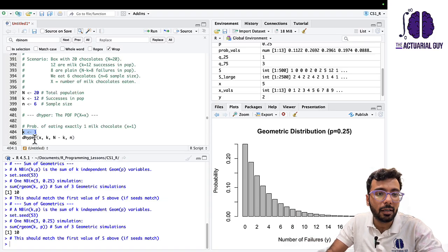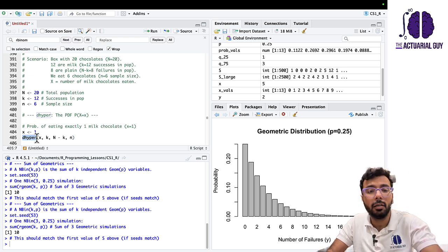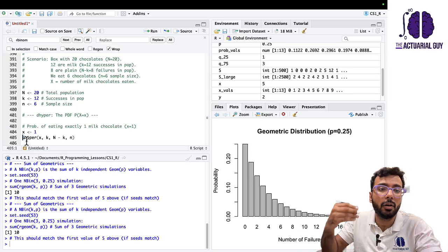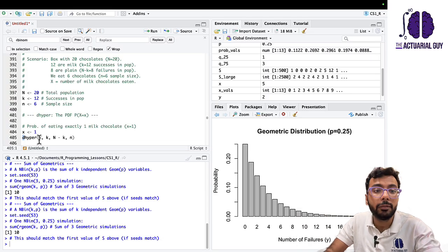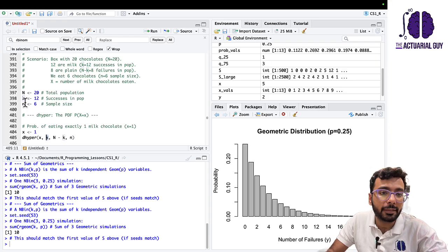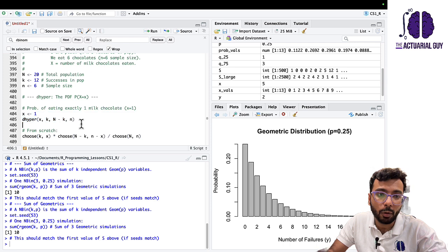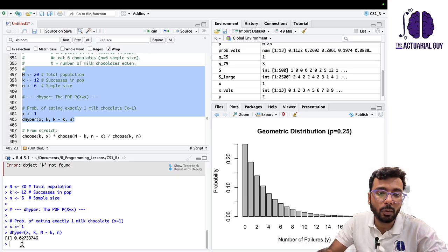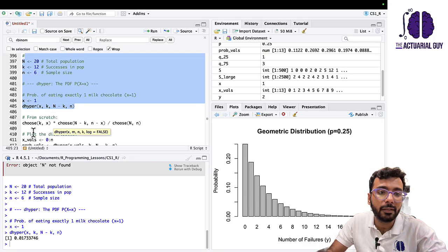So the way to model this is dhyper. Whenever you're modeling a mass function, you use the d function. So here the d function is not dbinom, it's not dnbinom, it's not dgeom, it's dhyper, because we are working with hypergeometric distribution, right. You want the probability for x, which is the number of successes being 1, right. Your number of successes in the population is 12. The number of failures in the population is the next argument, which will be 20 minus 12, which is 8, right. And your sample size is 6. So you give it these 4 arguments, it is able to give you the probability, right. So let me just run this whole thing actually. Right, so it is 0.1733746, and if you want to verify this, you can do this from scratch.